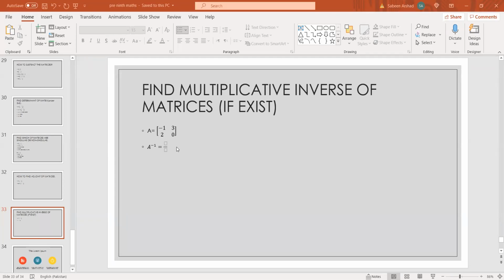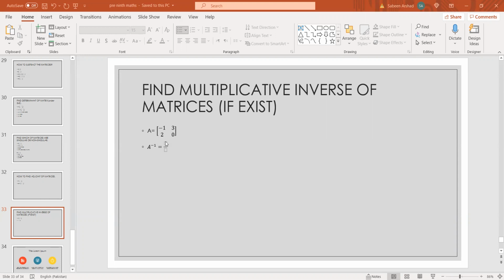Today's topic is to find the multiplicative inverse of matrices, if it exists. Say I have a matrix A = [-1, 3; 2, 0]. The order of this matrix is 2 by 2. My demand is to find the multiplicative inverse, if it exists.